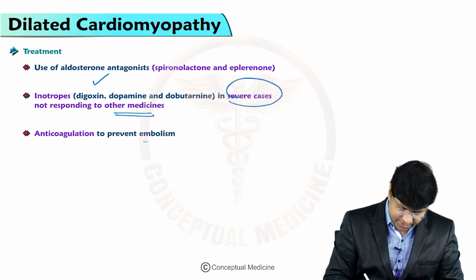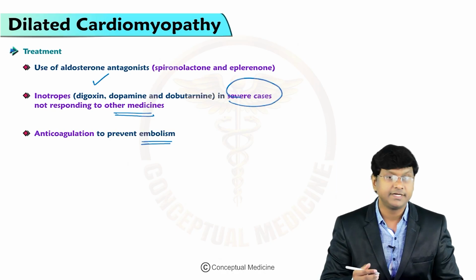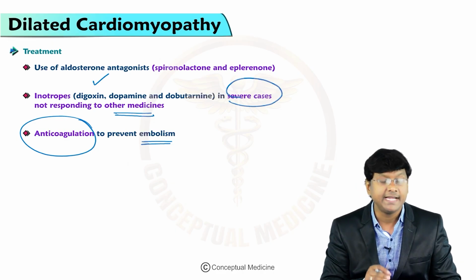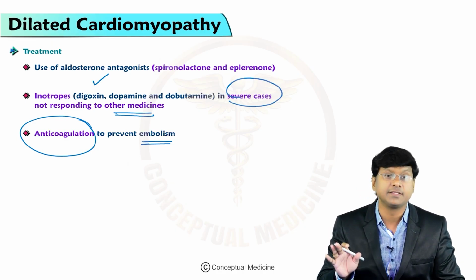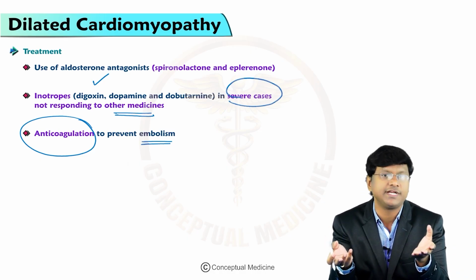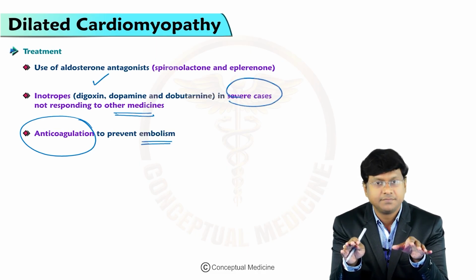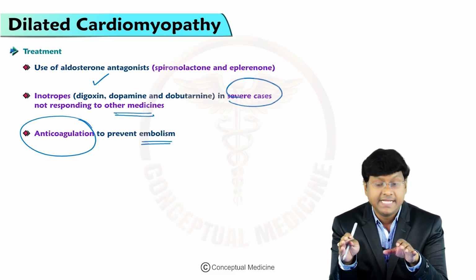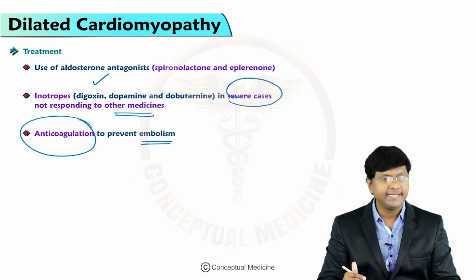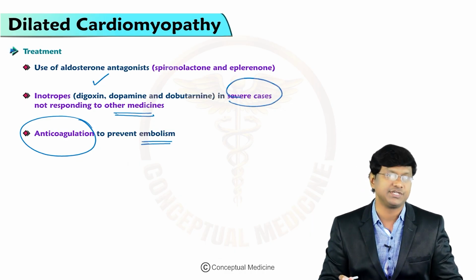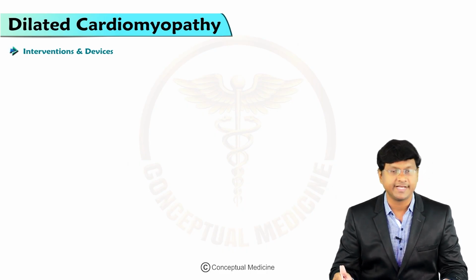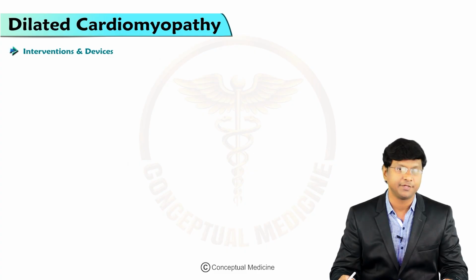And the drugs to prevent embolism include the anticoagulants. Anticoagulants should be given to prevent embolism, because in patients with dilated cardiomyopathy where there is systolic dysfunction, there will be stasis of the blood, there will be thrombus formation, and there can be embolization. So in order to prevent that thrombus formation and embolization, anticoagulation should be given, right? Then, now let me discuss the interventions as well as devices for dilated cardiomyopathy.